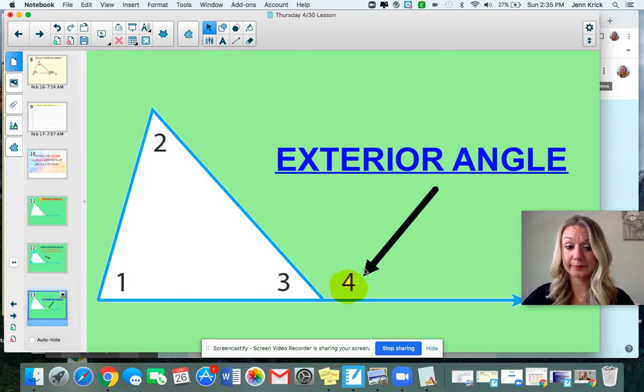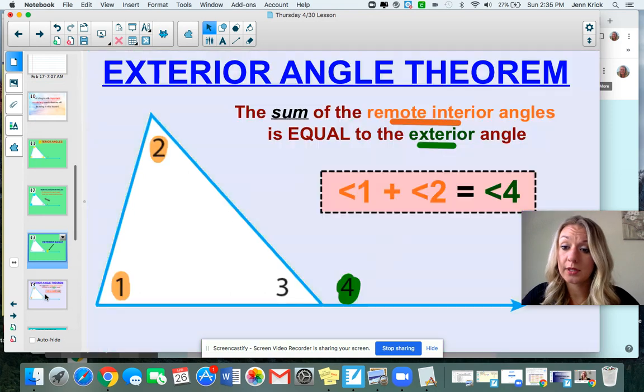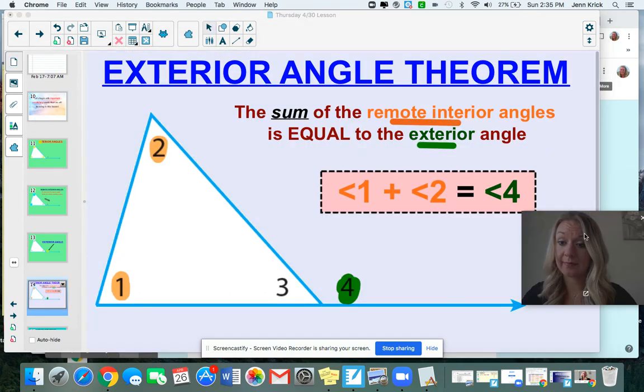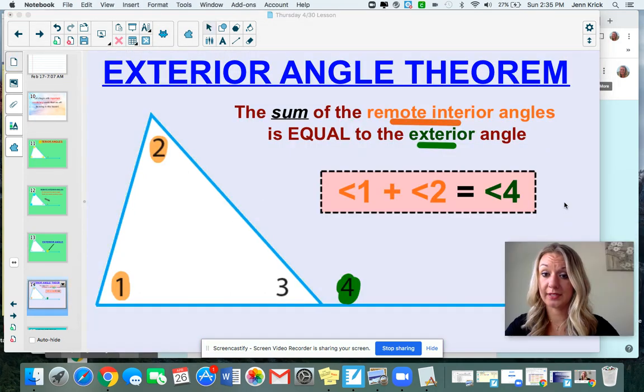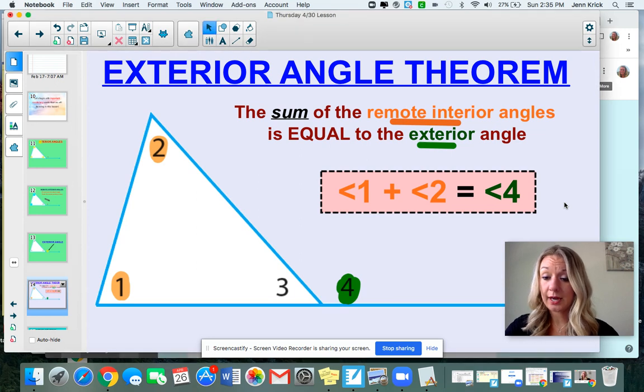Exterior, outside. All right, so here's what the theorem says, and this will probably be a good time that you want to pause your screen to write some things down. The exterior angle theorem says that the sum, meaning addition, of the remote interior angles is equal to the exterior angle. Notice that the colors match. So remote interior angles are highlighted in orange here, and then the exterior angle is highlighted in green.